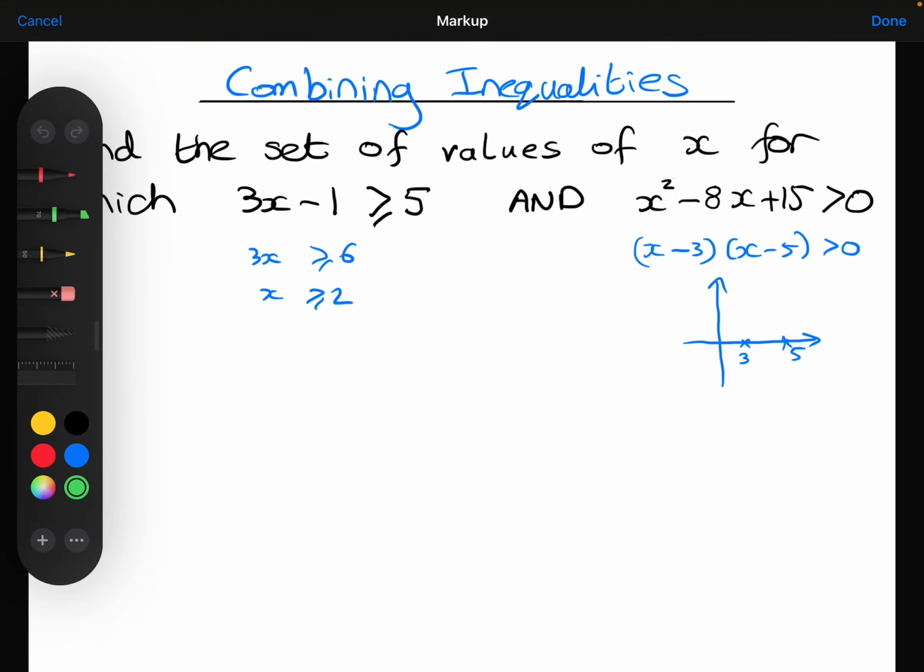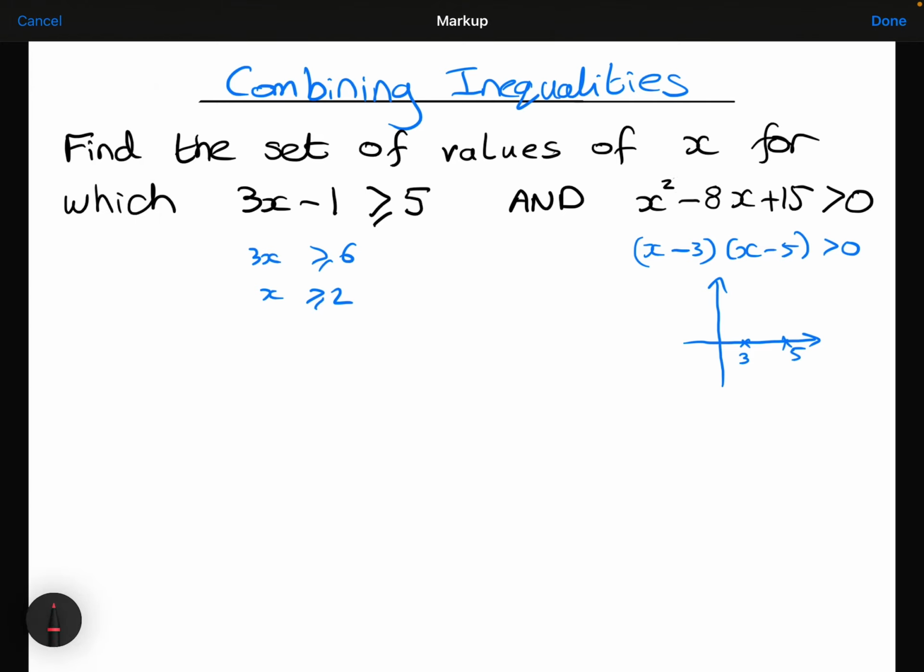Right, combining inequalities. So this question here says that we need to find the set of values of x for which 3x minus 1 is greater than or equal to 5 and x squared minus 8x plus 15 is greater than 0. You can see I've solved the linear inequality to find that x is greater than or equal to 2. And I've started the process of the quadratic by factorising to find the roots of 3 and 5.